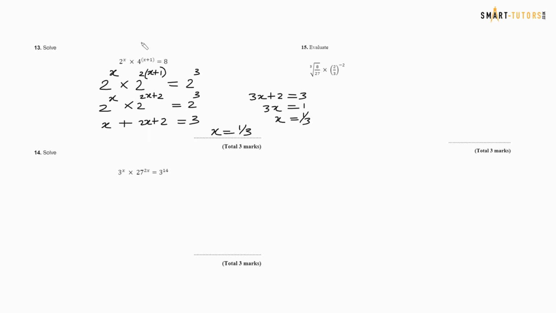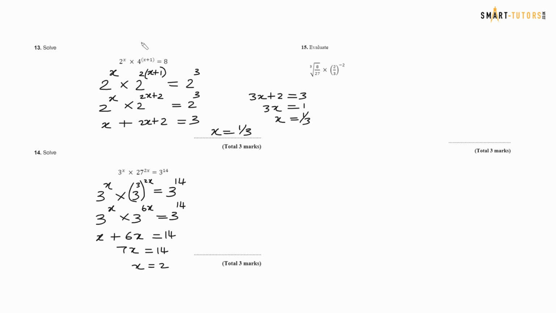Question number 14. 3 to the power x times 27 to the power 2x equals 3 to the power 14. So 27 can be written as 3 to the power 3, so 3 to the power x times 3 to the power 3 times 2, which is 6x, equals 3 to the power 14. When the bases are same, the powers can be added: x plus 6x equals 14. 6x plus x is 7x equals 14 and x equals 2. So that is the final answer for question number 14.